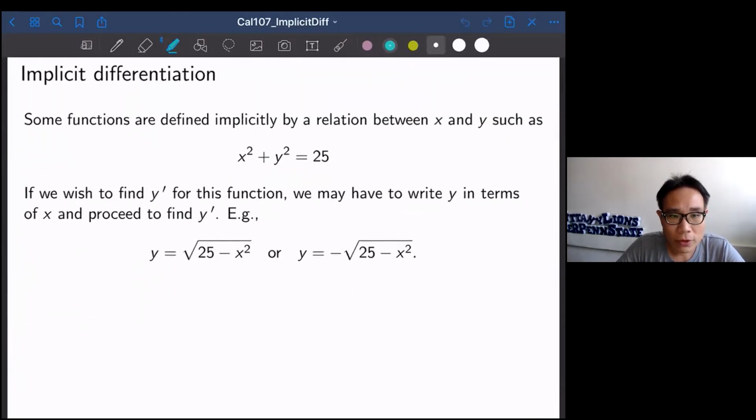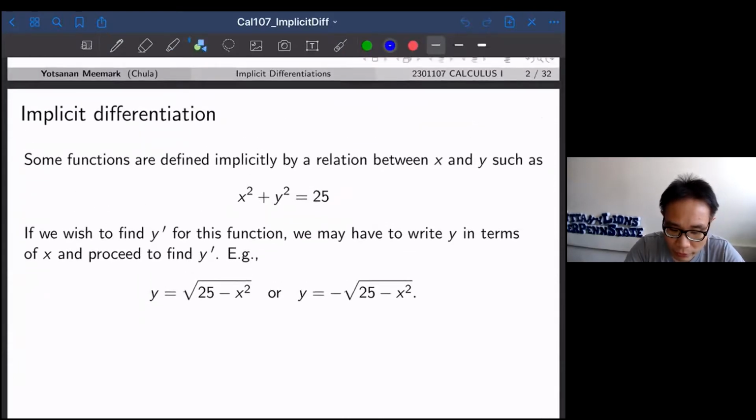So for implicit differentiation, the problem begins with the relation x squared plus y squared equal to 25. And if you recall, this will give you a circle. So you would get a circle of radius 5. And we can ask for finding the tangent line to this circle. Okay, so if I ask you, what will be the tangent line for this circle?